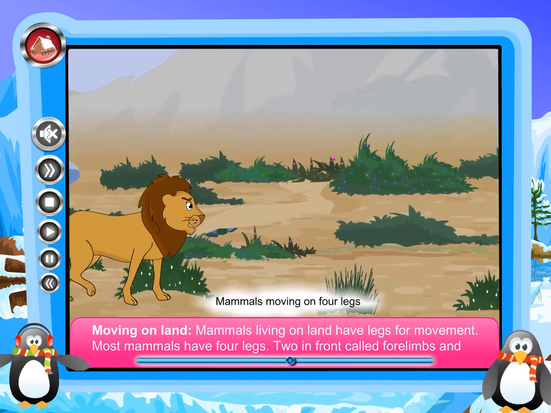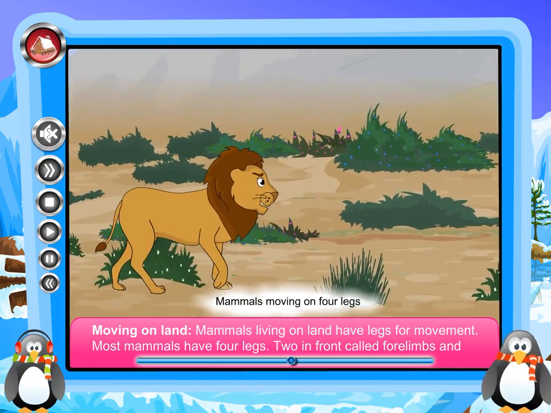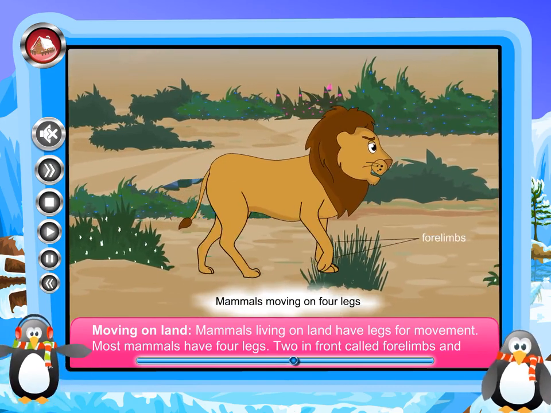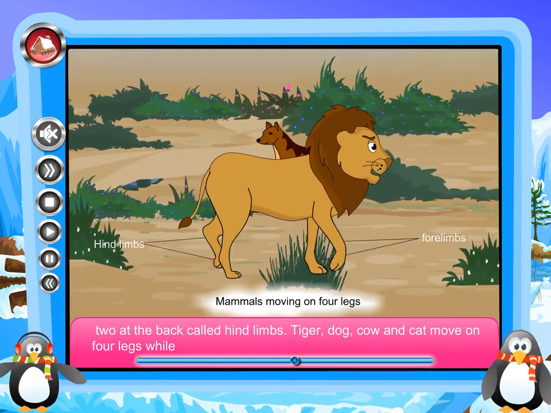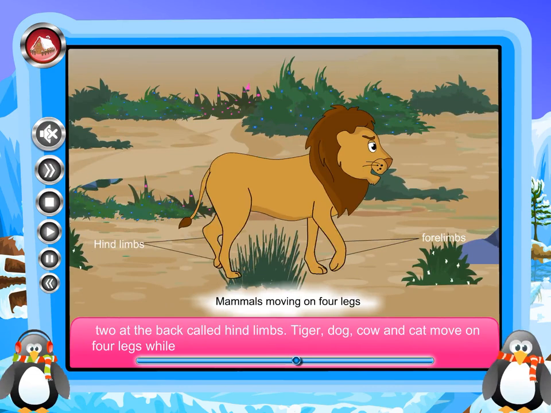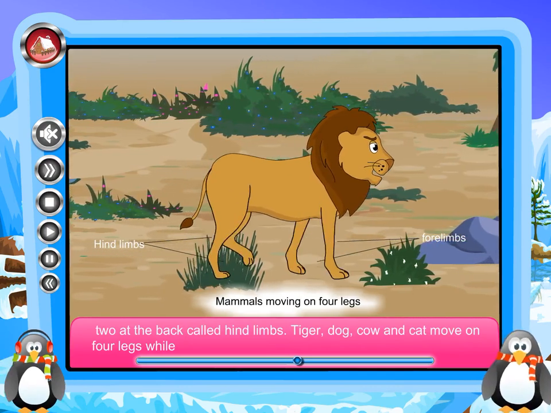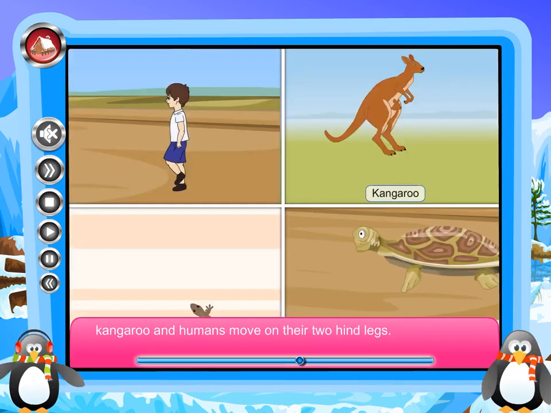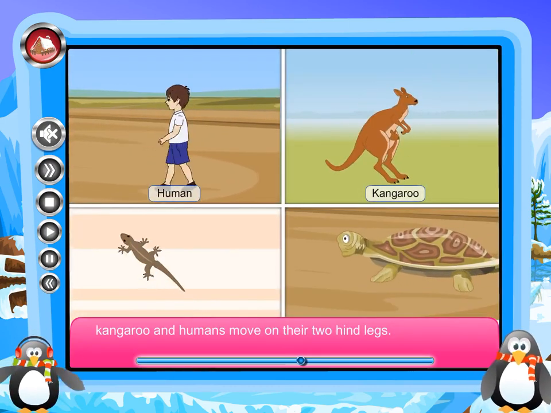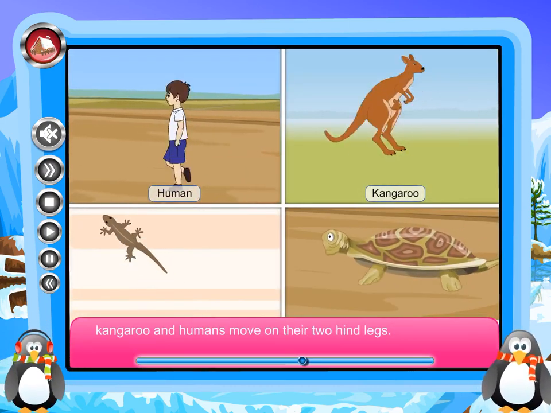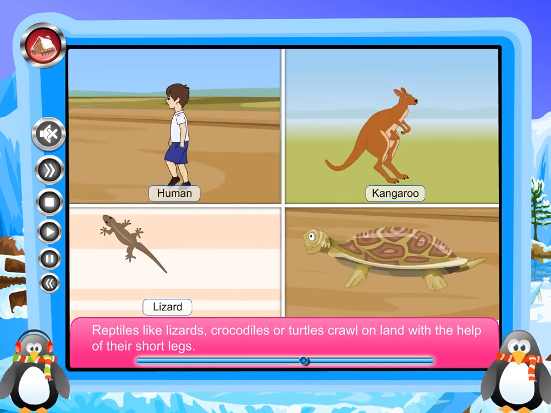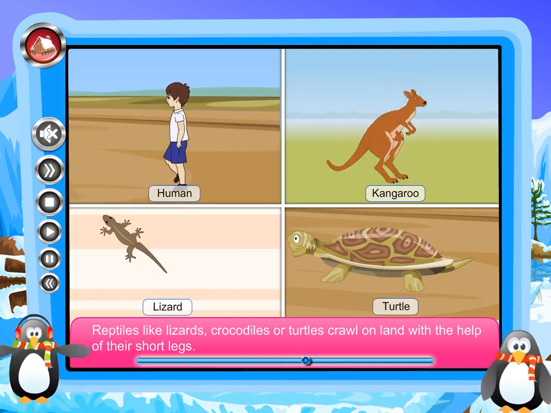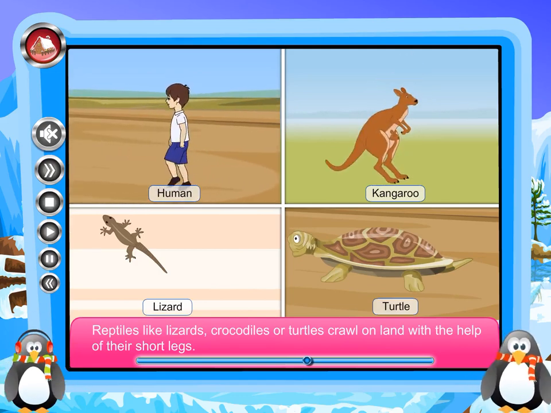Mammals living on land have legs for movement. Most mammals have 4 legs, 2 in front called forelimbs, and 2 at the back called hind limbs. Tiger, dog, cow, and cat move on 4 legs, while kangaroo and humans move on their 2 hind legs. Reptiles like lizards, crocodiles, or turtles crawl on land with the help of their short legs.